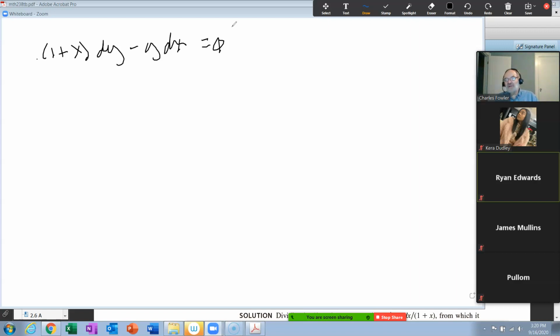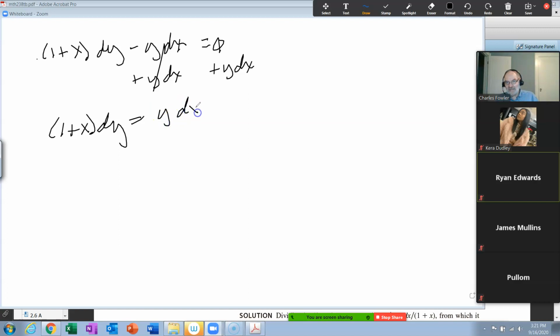Now, there's several ways you can approach it. I kind of like to get all the y's on one side and all the x's on the other. So I'm going to start with my d's and get those where I want them and then move the other things around. So what I want to do is move this dx to the other side. And since it's a minus here, we'll just add y dx to both sides. That's legal in most states, right? Okay. What does that give us? (1 + x) dy is equal to, because these add to 0, y dx.